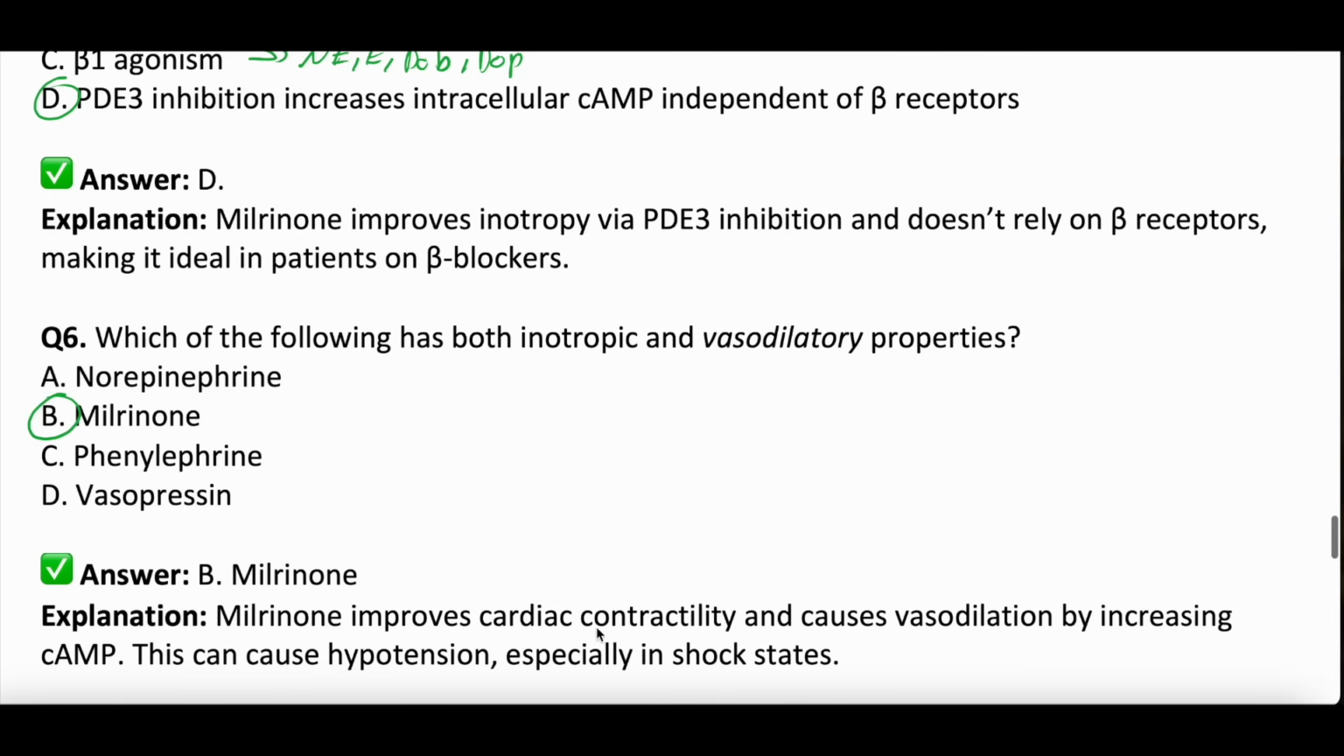Milrinone improves contractility and causes vasodilation through its PDE3 inhibition, leading to increased cAMP. This can cause hypotension, especially in shock states. So it does cause both inotropic and vasodilatory properties.